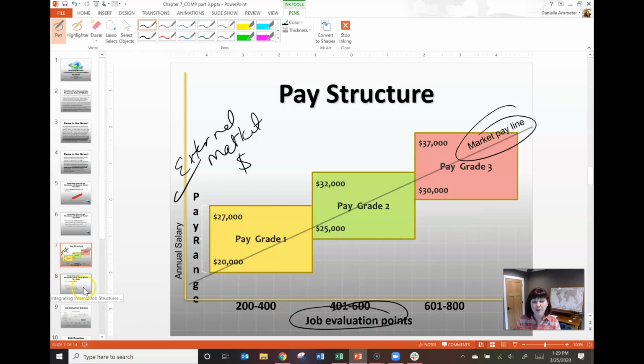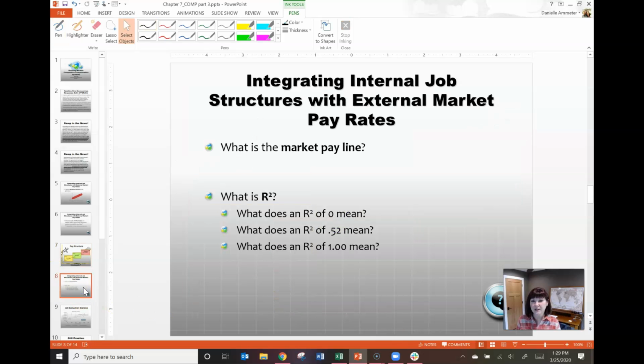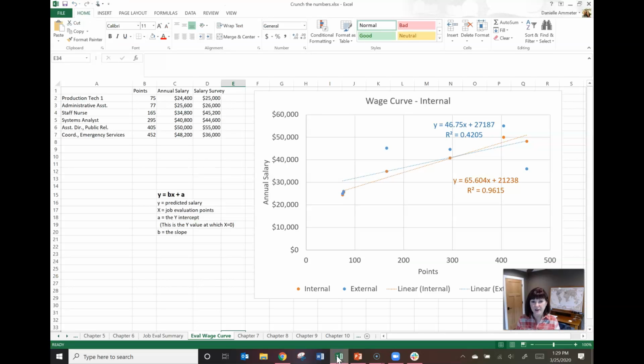So let's flip over. Yeah, so what is that market pay line? So again, that market pay line represents that typical market pay rates expressed as the mean or median relative to our own internal job structure. So let's go to the Excel spreadsheet for a second.